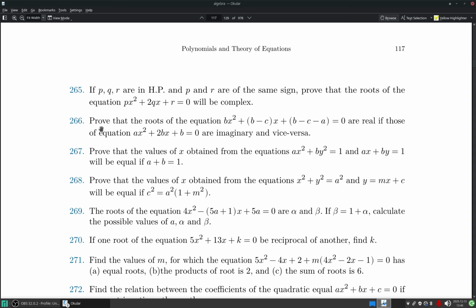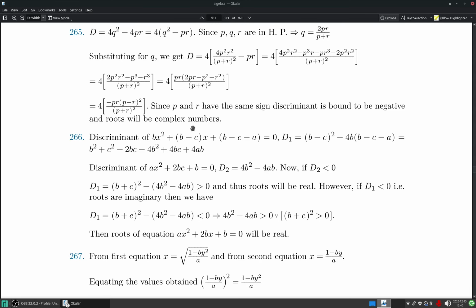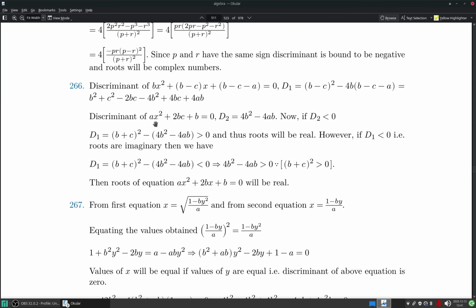Question 266 says, prove that the roots of the equation bx square plus (b minus c) into x plus (b minus c minus a) is equal to 0 are real if those of the equation x square plus 2bx plus b is equal to 0 are imaginary, and vice versa. So the discriminant of the first equation, if we expand it, becomes (b minus c) whole square minus 4b into (b minus c minus a), which is b square plus c square minus 2bc minus 4b square plus 4bc plus 4ab.